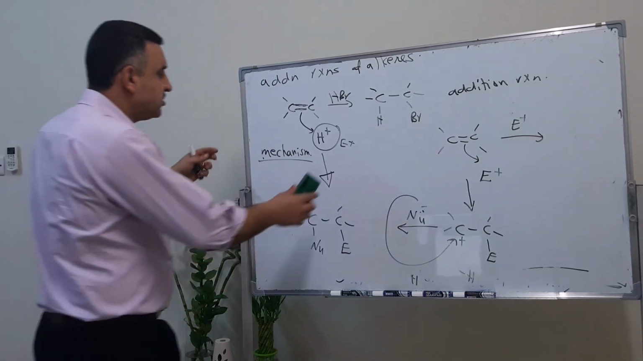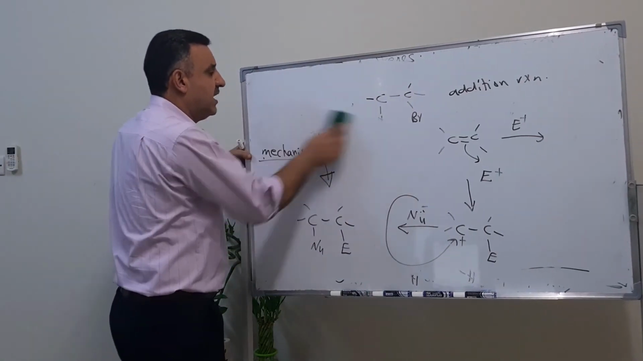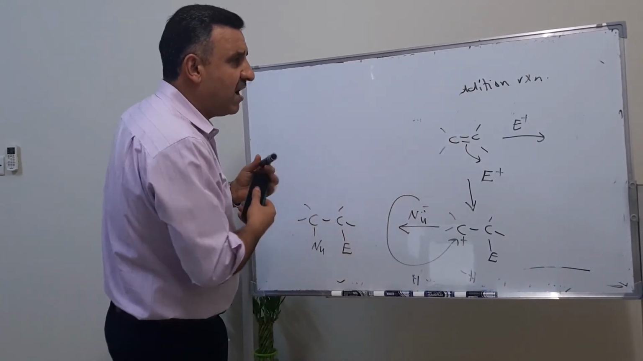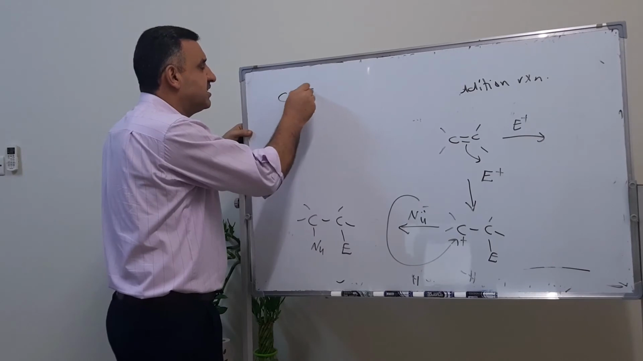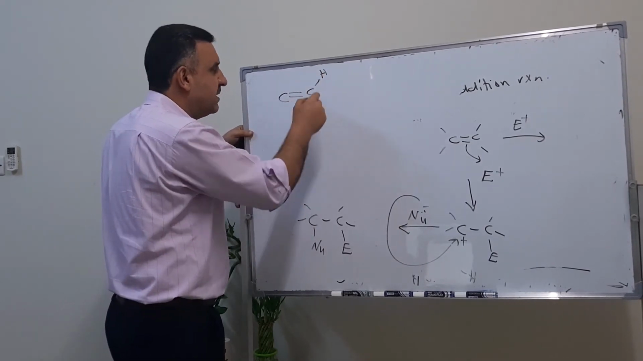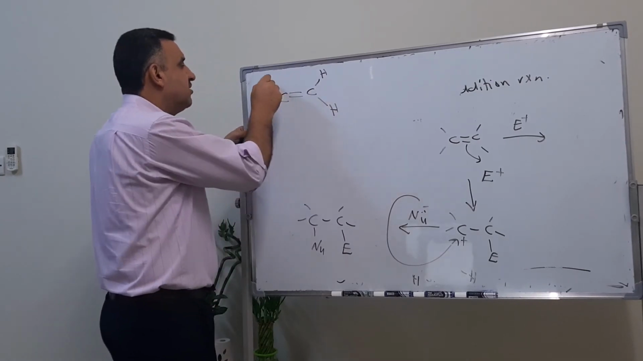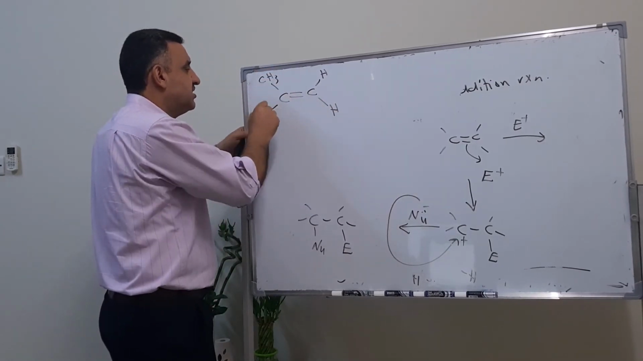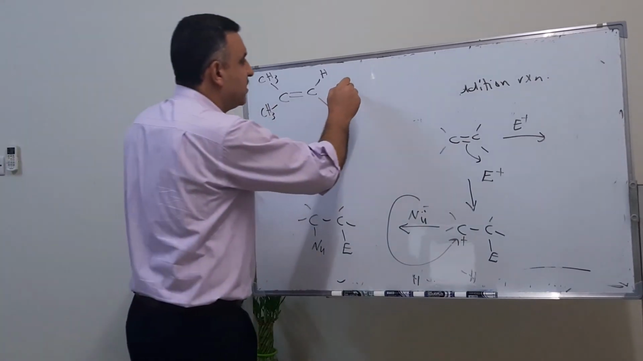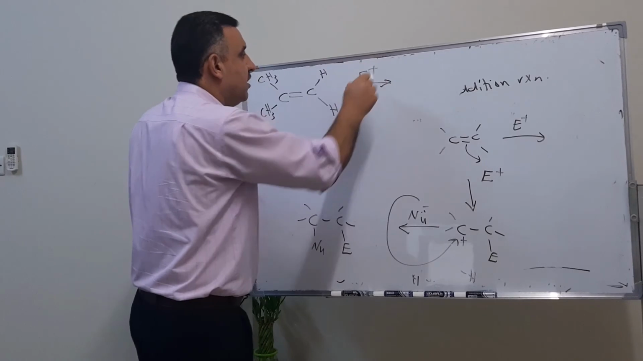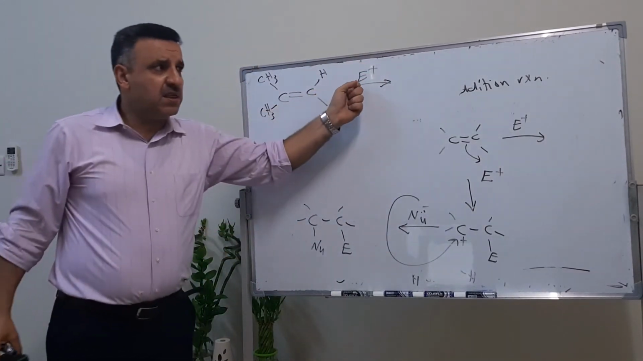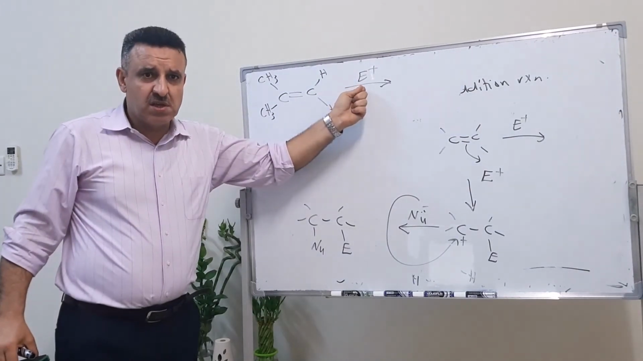Now, the question is, which I'm going to stop the lecture about it, the question is, what if we have a carbon double bond carbon system, an alkene system, where it is not symmetrical? For example, hydrogen, hydrogen, here we have CH3, CH3. Now, it will react with an addition reaction, so it will be reacting with an electrophile. The question is, where should the electrophile attack?